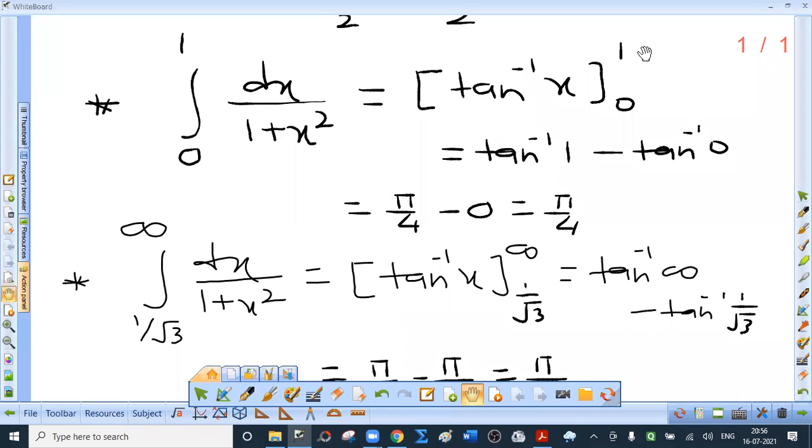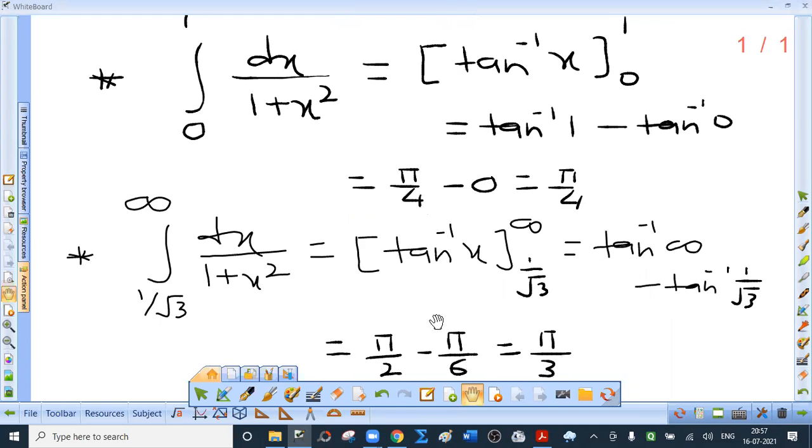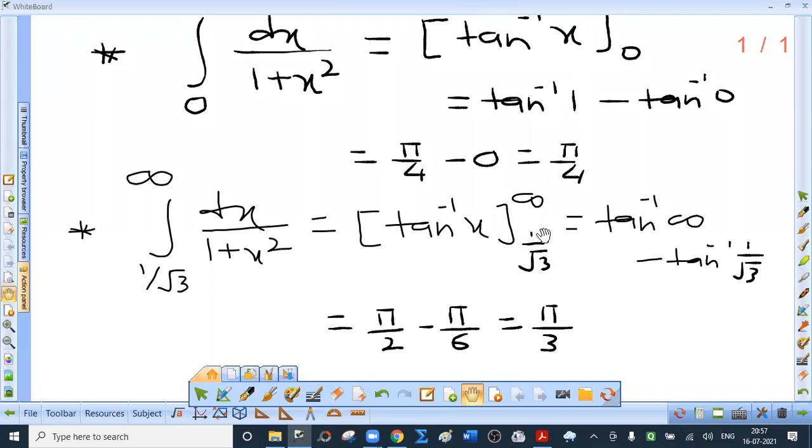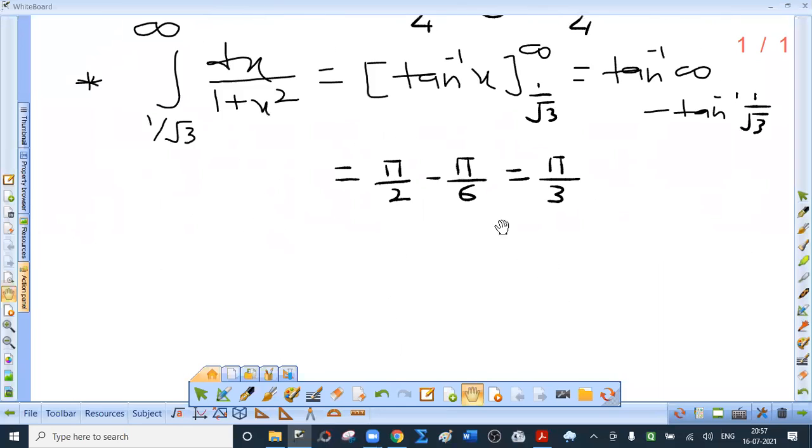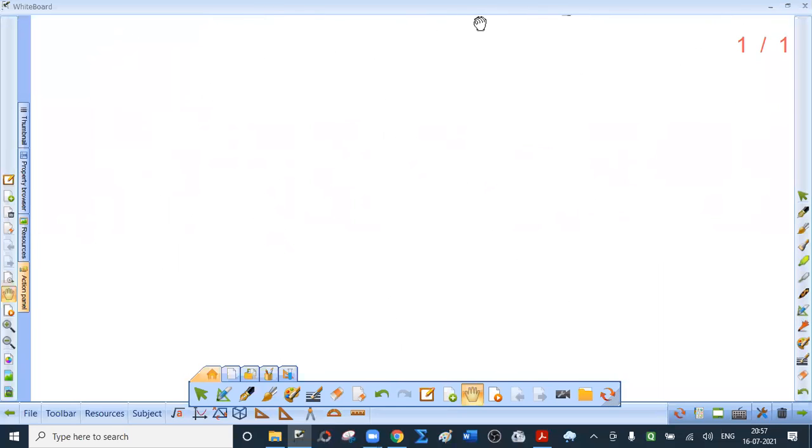Again, the integral is tan inverse x. Upper limit infinity. What is tan inverse infinity? It is the angle whose tangent ratio is infinity. That is pi by 2, minus tan inverse 1 upon root 3, the angle whose tangent ratio is 1 upon root 3. Don't say 30. You have to express the angle in radians. 30 degrees means pi by 6. So what is the difference? It is pi by 3. Okay, so this is about definite integrals.